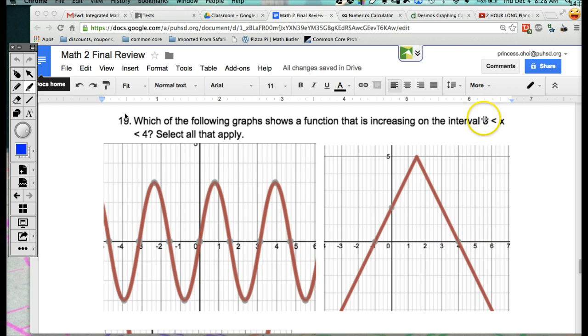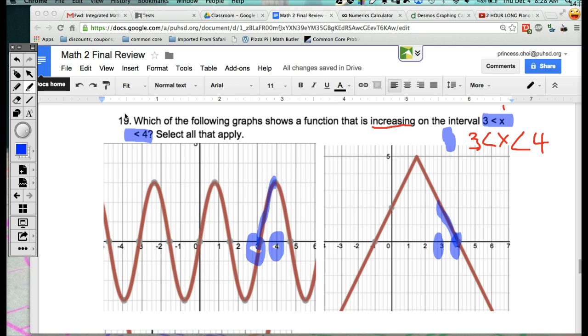Okay, so anyway, the interval in between 3 and 4. You see that? It says in between 3 and 4. So in between 3 and 4, what are you looking for? A graph that shows a function that is increasing. On the x line, what are we looking for? 3 and 4. So in that area right there, only in that area.